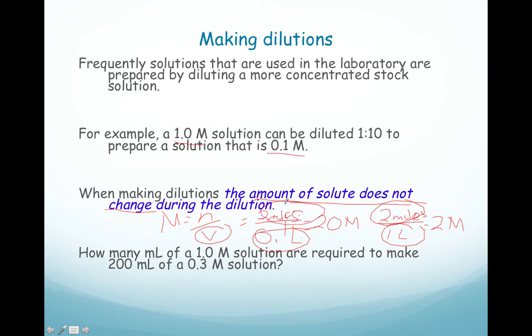And so because of this, we can make a new equation for all of it, or we can merge the equations, and I'll show you that here in a second. The last question at the bottom: How many milliliters of a 1.0 molar solution are required to make 200 milliliters of a 0.3 molar solution?